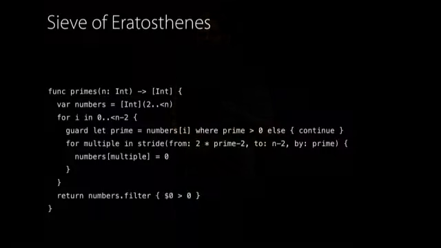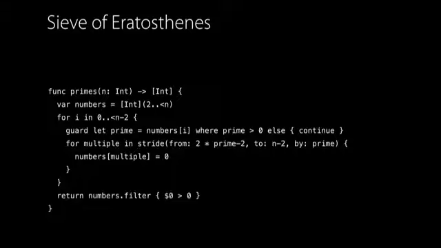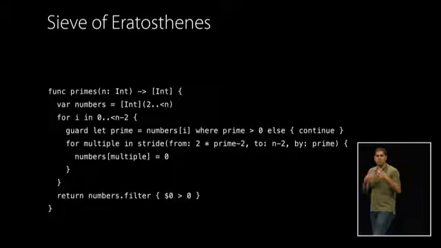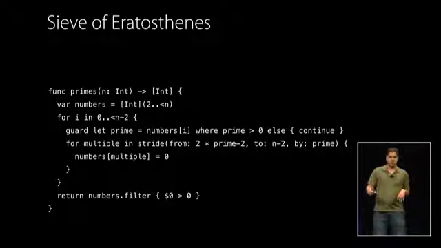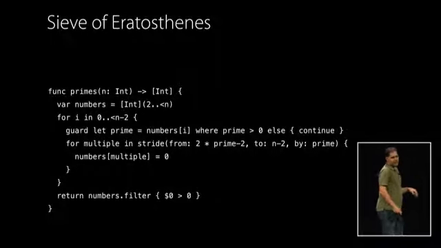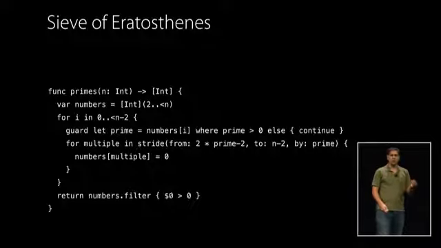So let's get a little bit more theoretical and do some math. The sieve of Eratosthenes is an ancient algorithm for computing prime numbers. It uses mutation and actually lends itself really well to drawing things out in the dirt with a stick. So this is the implementation of the mutating version in Swift. We're going to walk through it so you get the idea behind it.